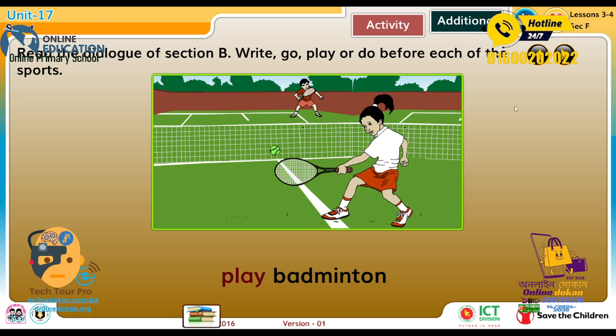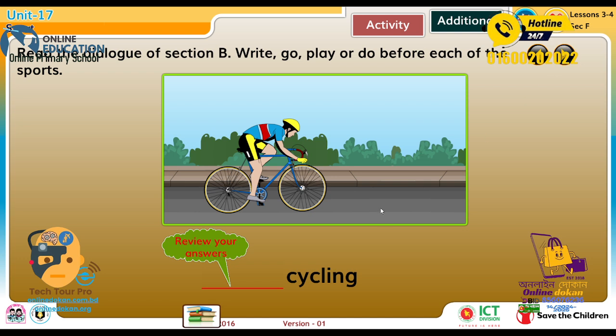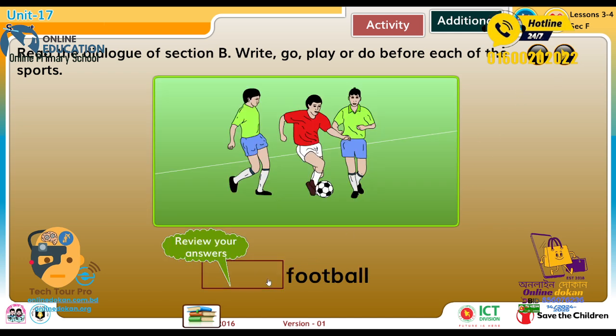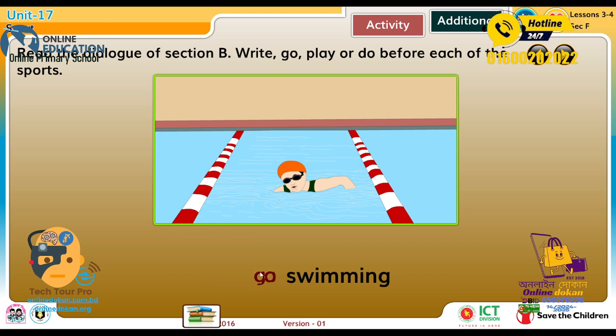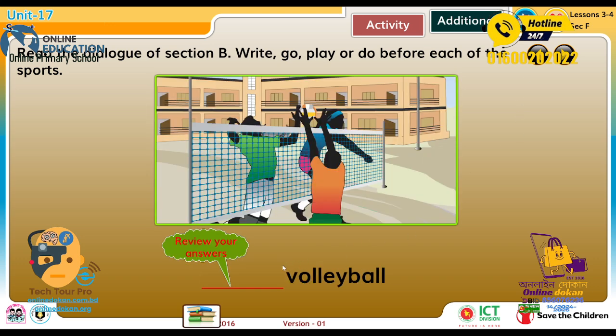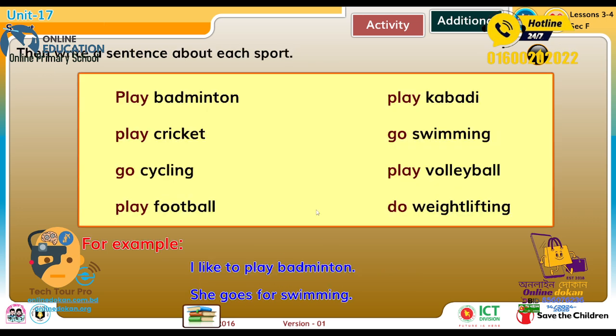Play badminton. Play cricket. Go cycling. Play football. Play kabaddi. Go swimming. Play volleyball. Do weightlifting. Then write a sentence about each sport. For example, I like to play badminton. She goes for swimming.